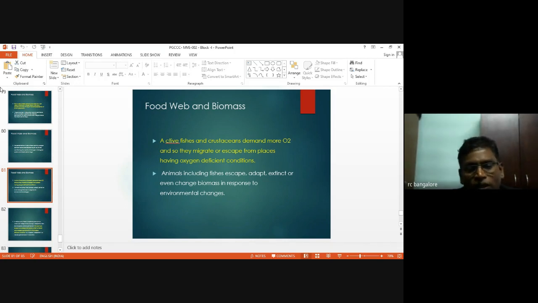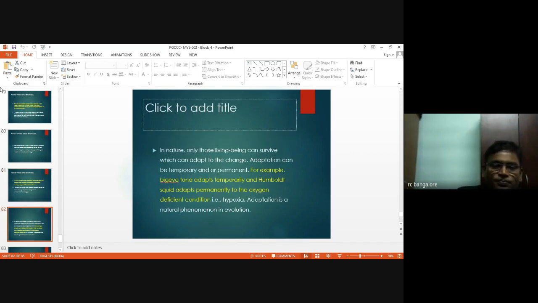Animals, including fish, escape, adapt, go extinct, or even change biomass in response to environmental changes. So in nature, only those living beings can survive which can adapt to the change. During continuous periodic change in environmental conditions because of pollutants or other activities, those living organisms can survive which are adapted to the new change. The adaptation can be temporary or permanent.